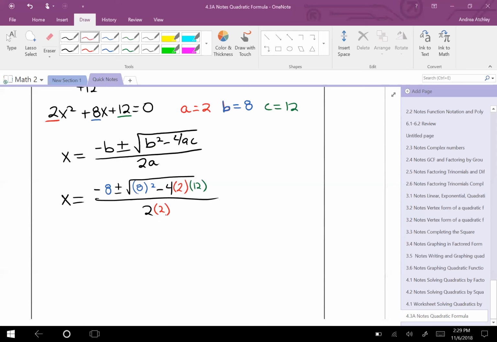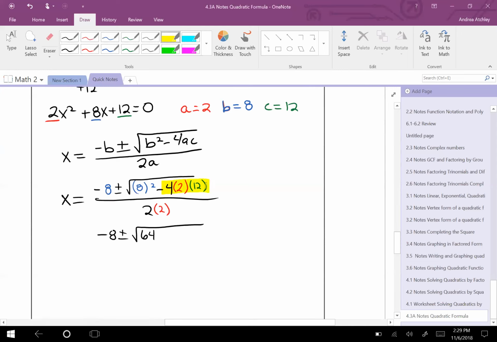Okay, you guys also with me? Rachel got it written down? Okay, good. So we have negative 8 plus or minus the square root. 8 squared, class, what's 8 squared? 64.